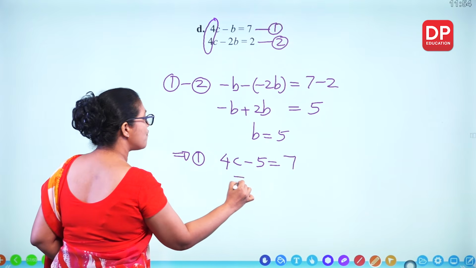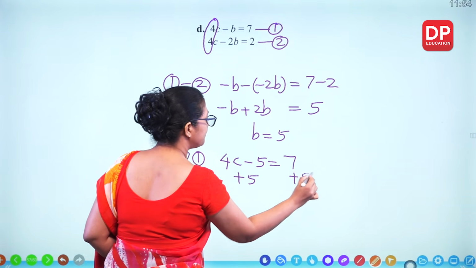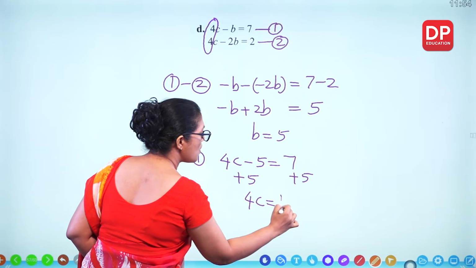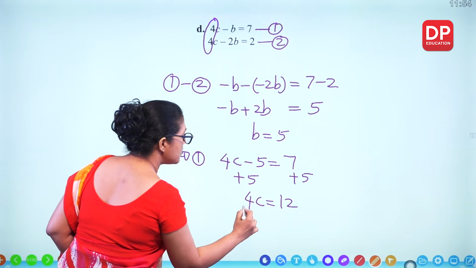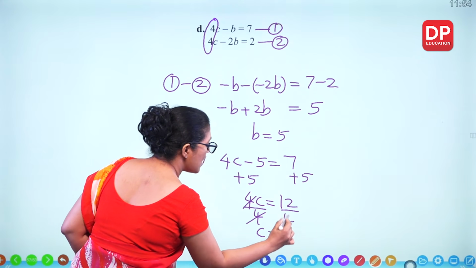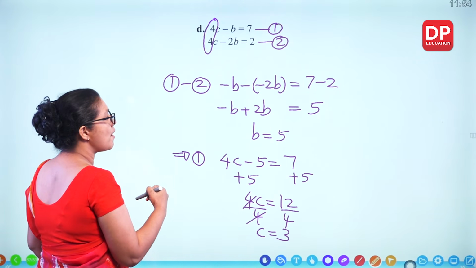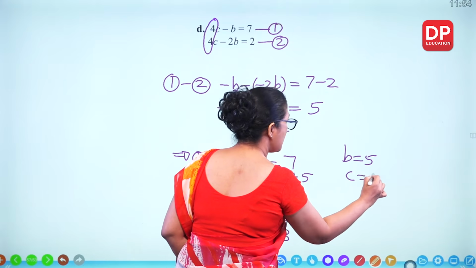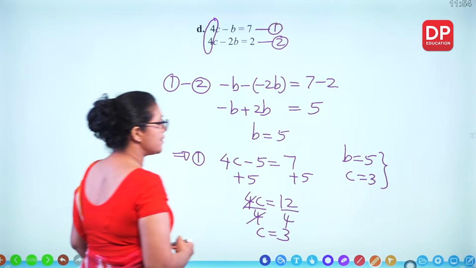Equals 7. Now add 5 to both sides. You get 4c equals 12. 7 plus 5. Divide by 4. You can get the c value. That's 3. 12 divided by 4. So b equals 5 and c equals 3.